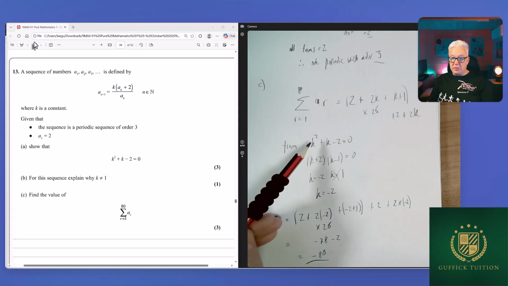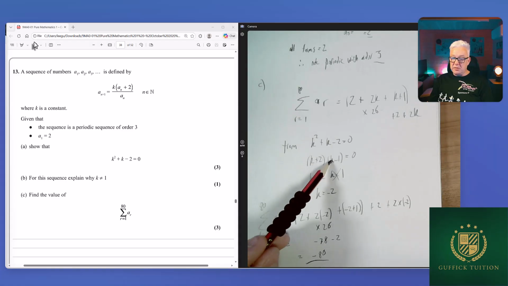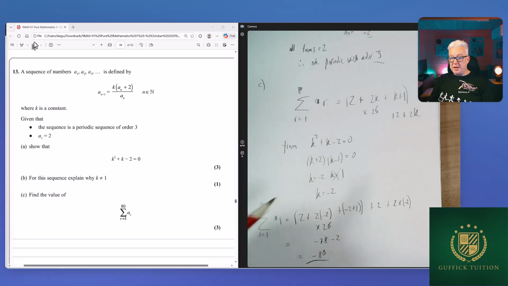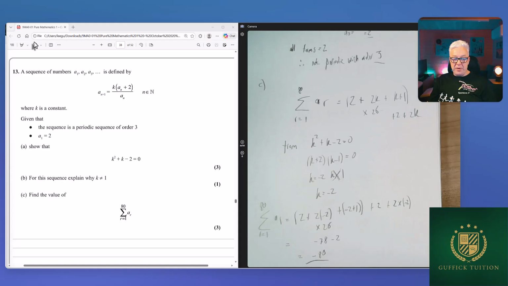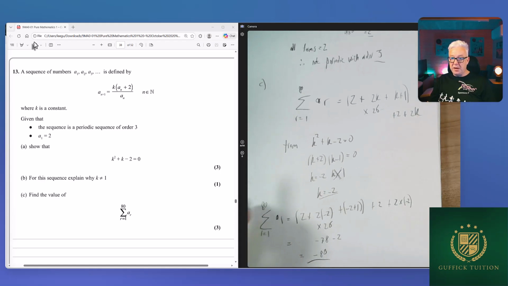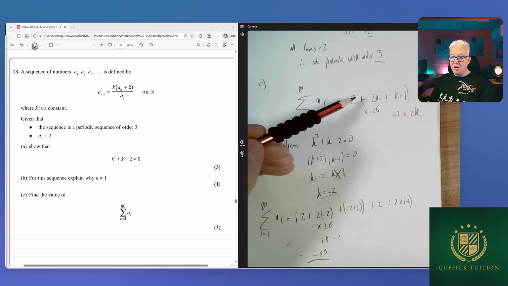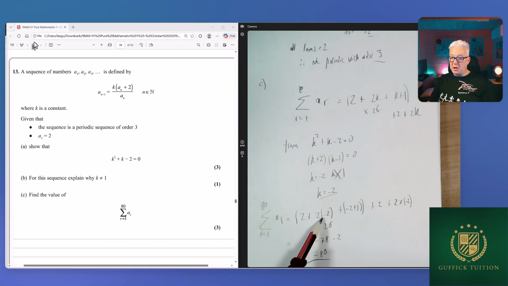So all we need to do then is work out what k is. So let's solve our quadratic equation. This is going to factorize into (k add 2) and (k minus 1) in the brackets, which means k equals minus 2 or k equals 1. Now we've just established that k cannot be 1 because we don't end up with a periodic sequence. So that means that k must be minus 2. So in this expression up here, we can replace k with minus 2. So we get 2 add 2 times minus 2, add minus 2 add 1.